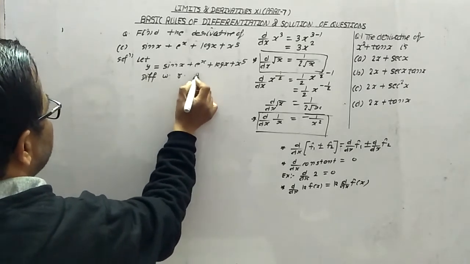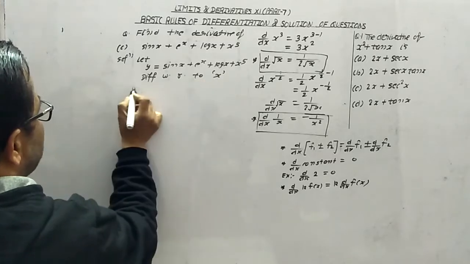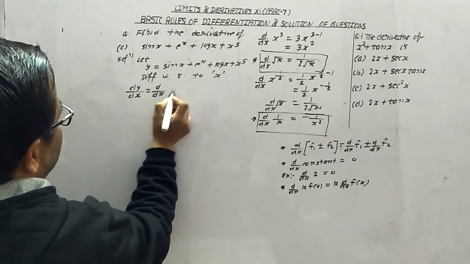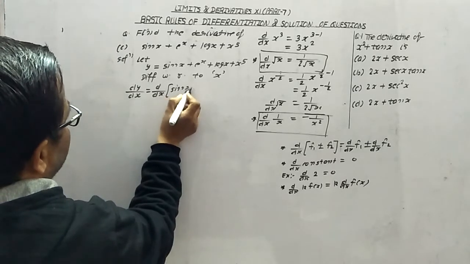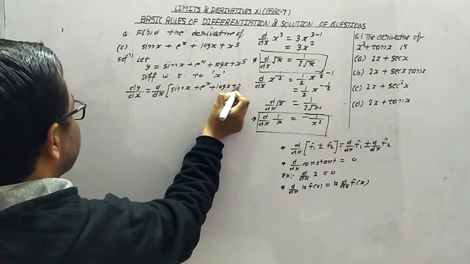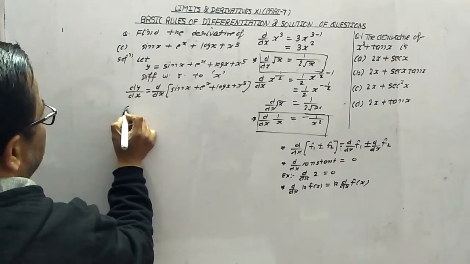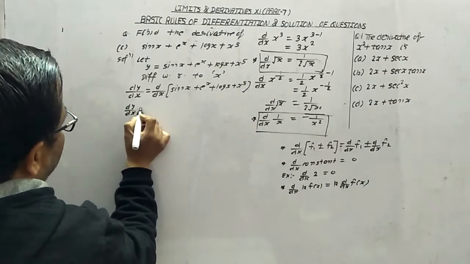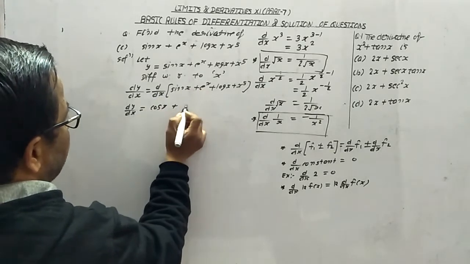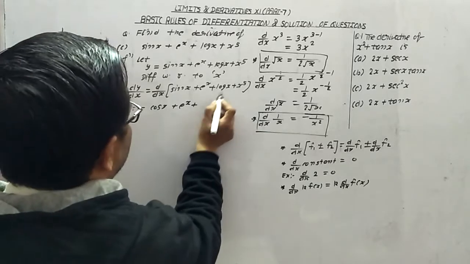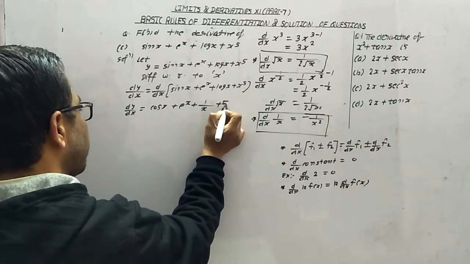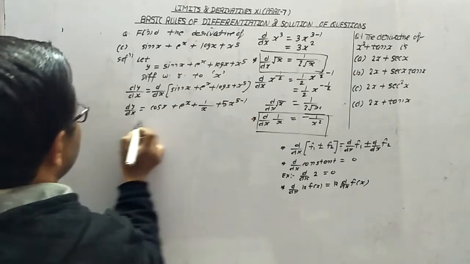Once we do the differentiation with respect to x, dy by dx is equals to d by dx of sin x plus e raised to power x plus log x plus x raised to power 5. It means now here directly we can write differentiation of sin x is cos x, differentiation of e raised to power x is e raised to power x, differentiation of log x is 1 upon x, differentiation of x raised to power 5 is 5 into x raised to power 5 minus 1.